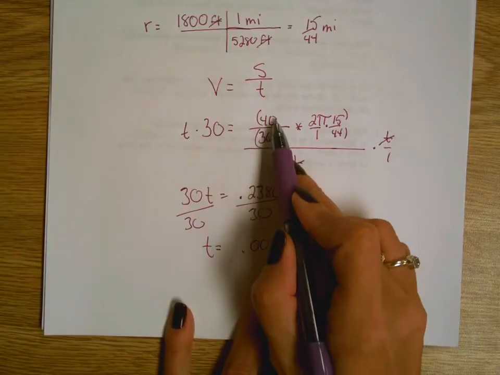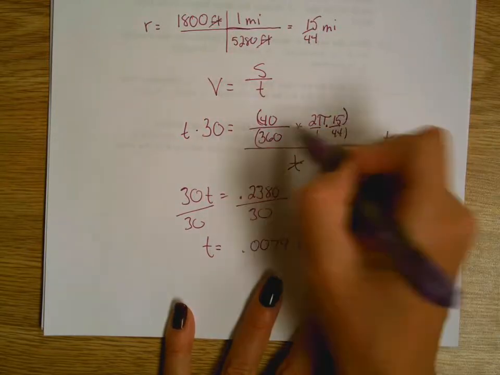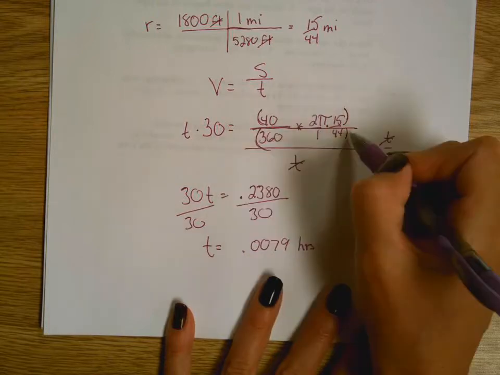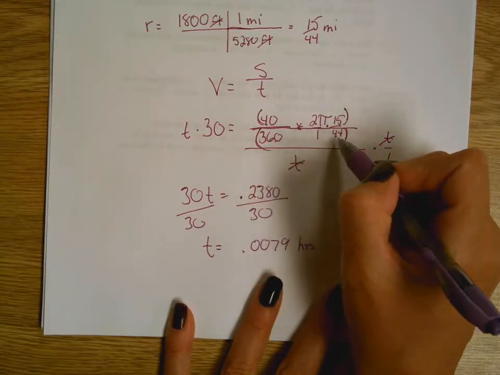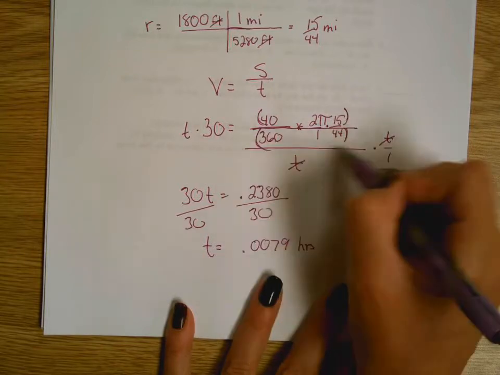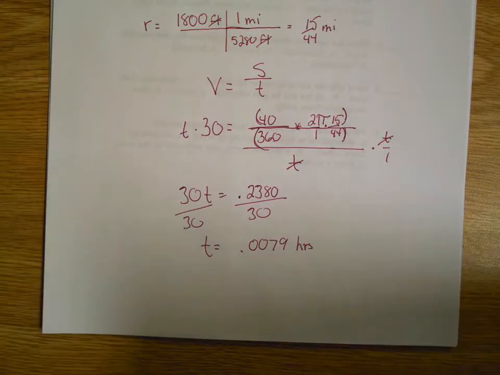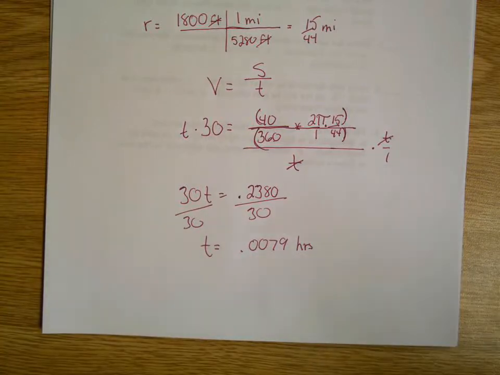Yep, this is just multiply 40 times 2 pi times 15 in parentheses. So that does the whole numerator. And then divide, and in parentheses, 360 times 1 times 44. Just have parentheses around your whole numerator and around your whole denominator. Anybody else? That's pretty much the same.